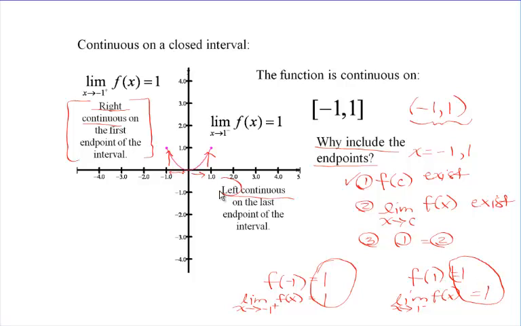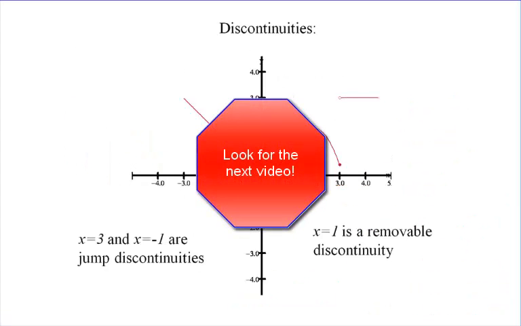So we may have to qualify what kind of continuity at a given point, but most of the time we don't. Most of the time we're exploring what's happening to the overall limit.